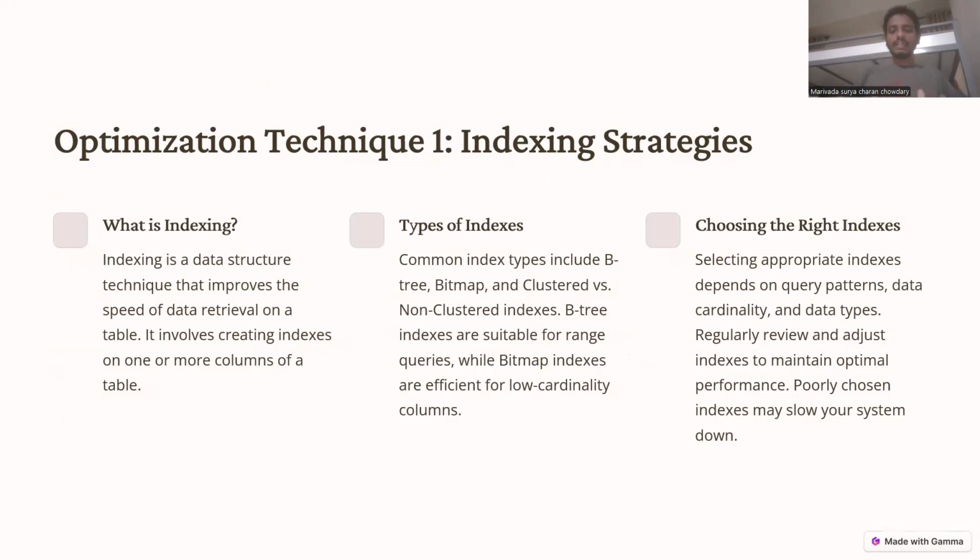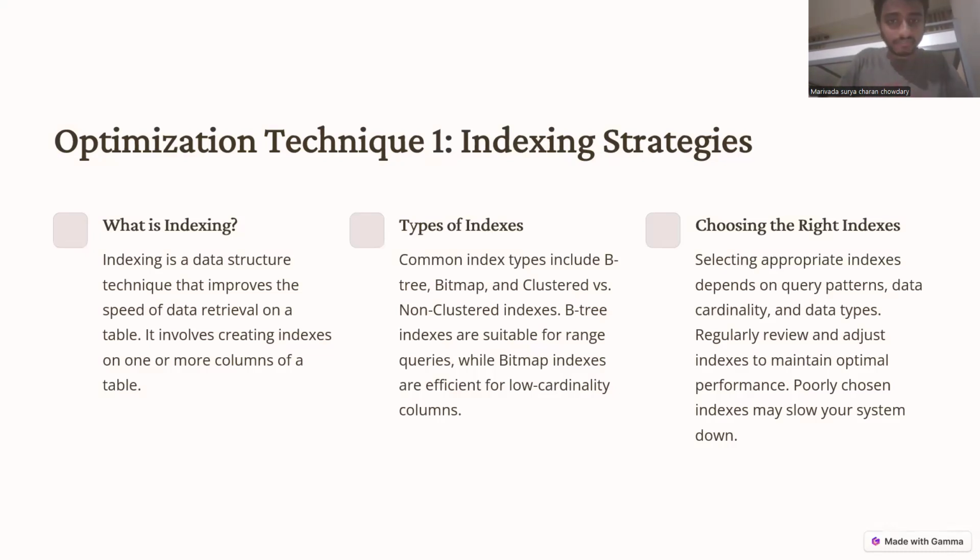First, let us discuss indexing strategy. Indexing strategy is used to improve the speed of data retrieval on our table. It creates multiple indexes on the columns of the table. So by this, we can improve the speed of data retrieval on the table.